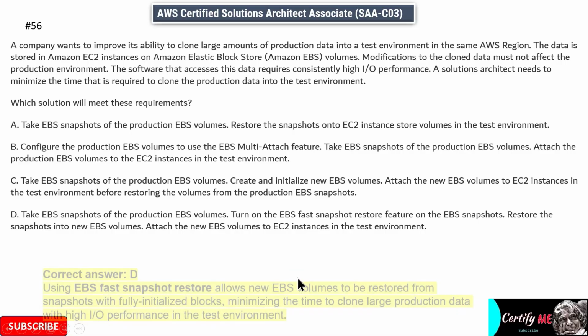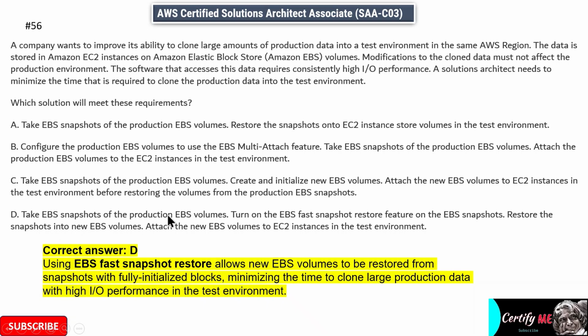The correct answer is option D. Take EBS snapshots of the production EBS volumes. Turn on the EBS fast snapshot restore feature on the EBS snapshots. Restore the snapshots into new EBS volumes. Attach the new EBS volumes to EC2 instances in the test environment. Using EBS fast snapshot restore allows new EBS volumes to be created from snapshots with fully initialized blocks, minimizing the time to clone large production data with high input and output performance in the test environment.